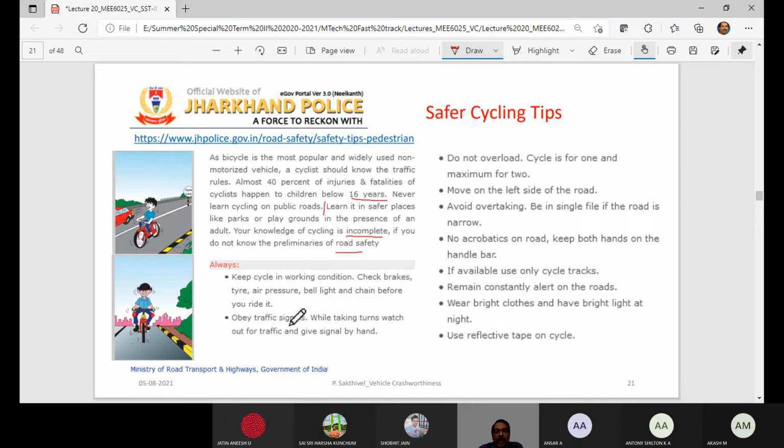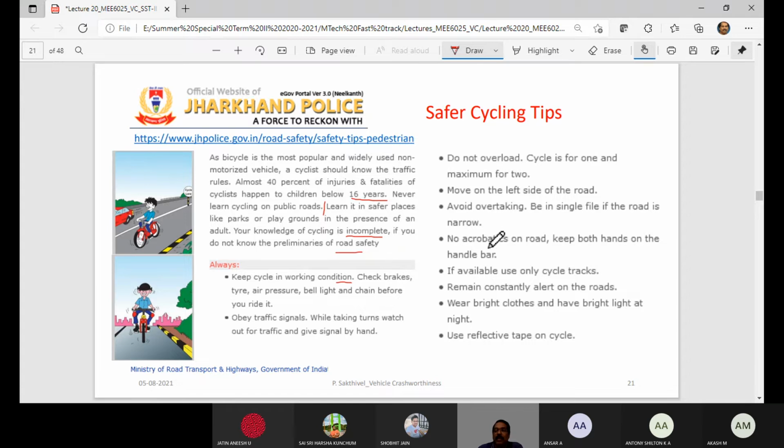And there are tips given. Keep the cycle in working condition always, otherwise there will be problems. You can see the kids rushing to school with the bicycle, and they will be on the roadside repairing the chain that has come out of the chain drive. That should not happen. The cycle should always be in proper condition. Check the brakes, tire pressure, bell, all. Obey traffic signals, and don't overload. A cycle is for one, maximum two. The kids go three on a cycle, two or three kids sitting, and then they will play. All that is to be avoided.